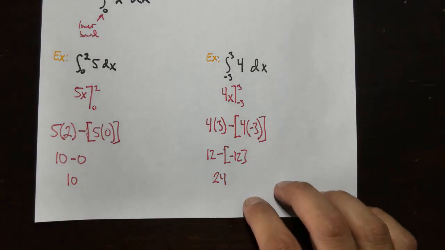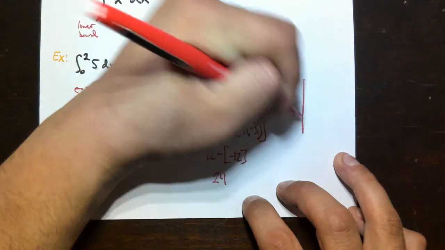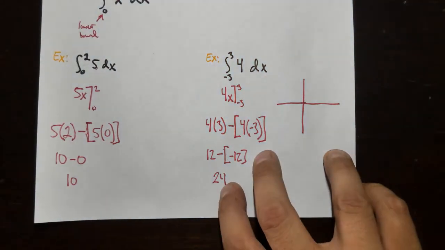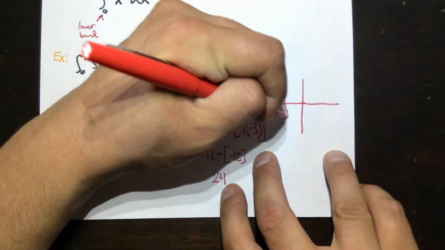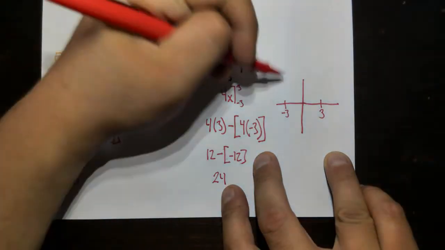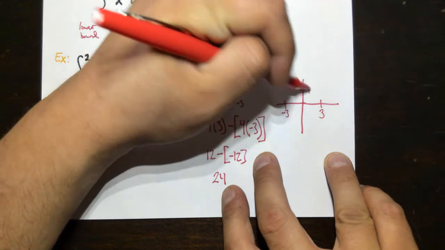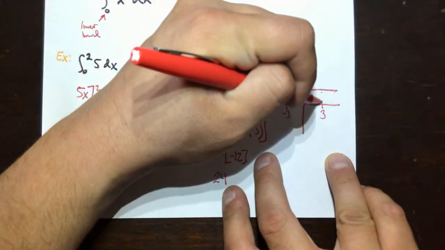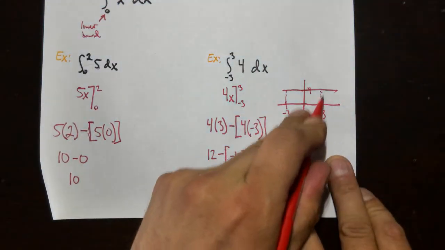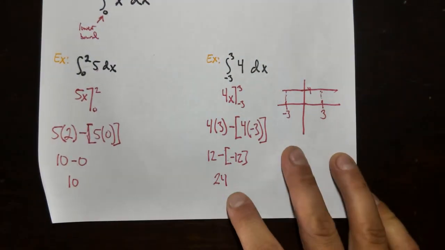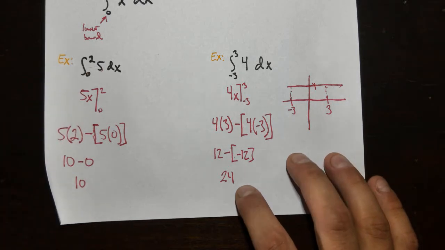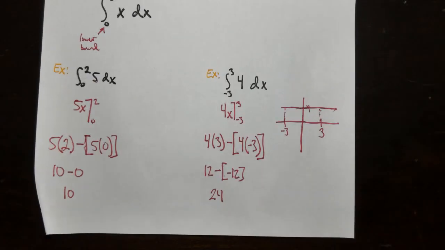And that makes sense. It makes sense that it's 24, because if we had a set of axes here, and we go from -3 to 3, and we have our line at y equals 4, isn't this area right here going to be 24? 6 times 4 is 24. There we have it. Same thing here. 5 times 2, that's 10. All right, let's move on.